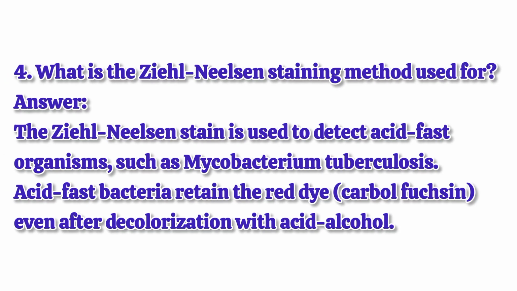4. What is the Ziehl-Neelsen staining method used for? Answer. The Ziehl-Neelsen stain is used to detect acid-fast organisms, such as Mycobacterium tuberculosis. Acid-fast bacteria retain the red dye carbol fuchsin even after decolorization with acid alcohol.